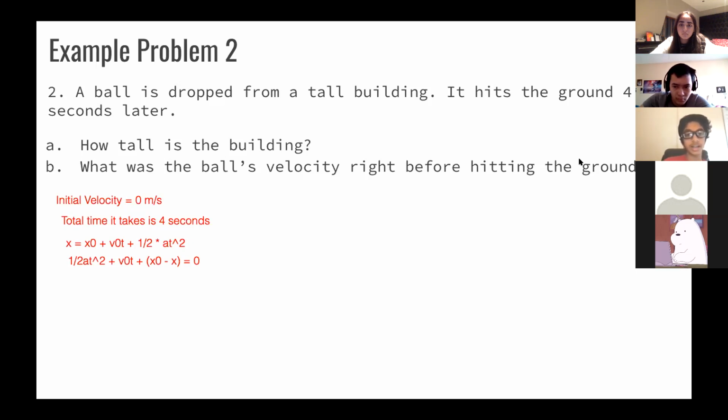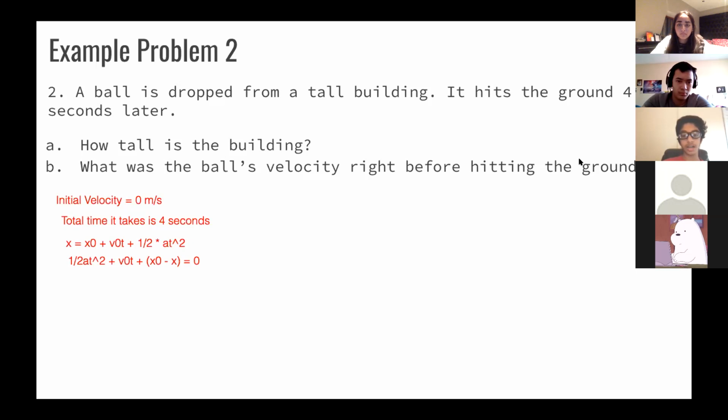Kind of like that. So that's how you get 78.4 meters. And you might notice that x minus x naught turns out to be negative, but that's because if you start from the top and jump to the bottom, you're actually traveling a negative distance. You're going from the top to the bottom, which is why you have a negative answer. So when we talk about the height of the building, we usually want a positive answer, which is why it's 78.4 meters. And next question is, what was the ball's velocity right before hitting the ground?